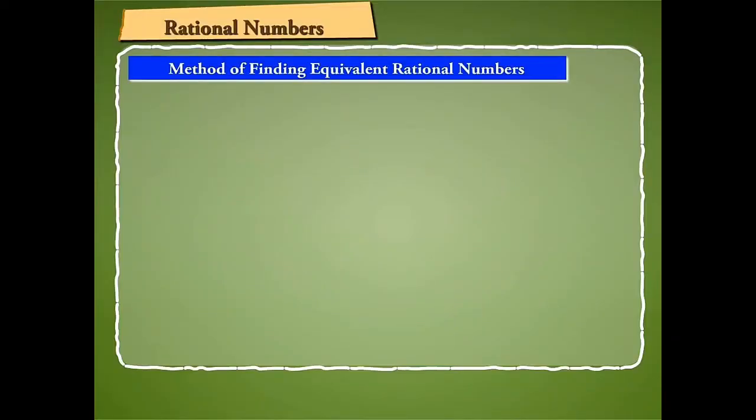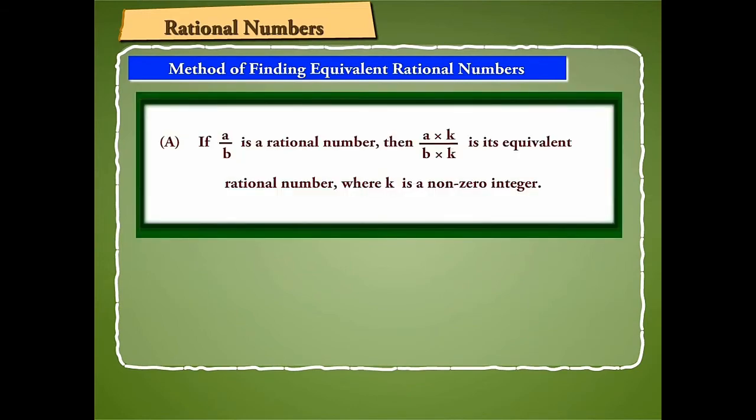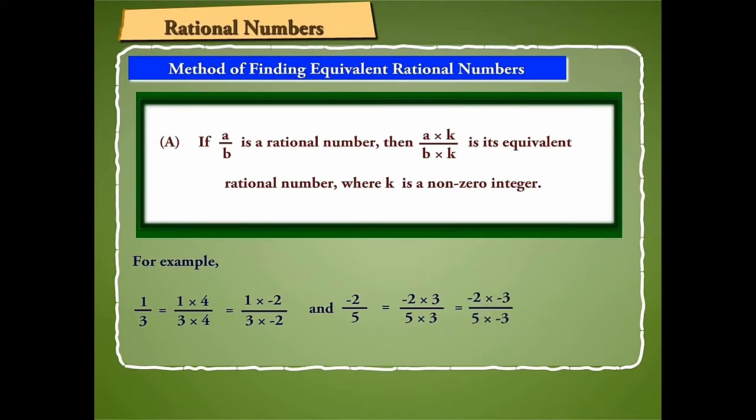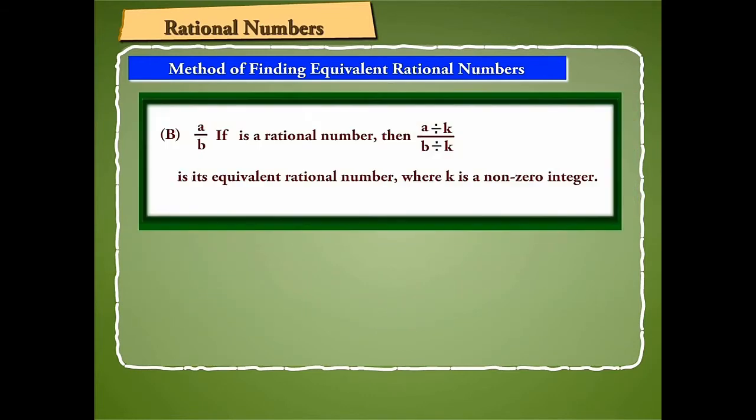Method of finding equivalent rational numbers. A. If a by b is a rational number, then a into k by b into k is its equivalent rational number, where k is a non-zero integer. For example, 1 by 3 is equal to 1 into 4 by 3 into 4, that is equal to 1 into minus 2 by 3 into minus 2, and minus 2 by 5 is equal to minus 2 into 3 by 5 into 3, that is also equal to minus 2 into minus 3 divided by 5 into minus 3.